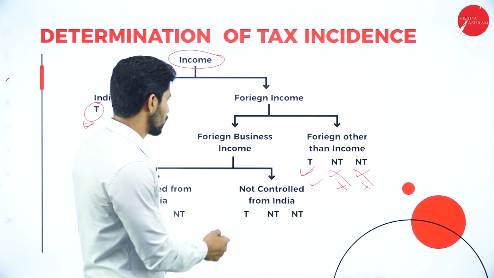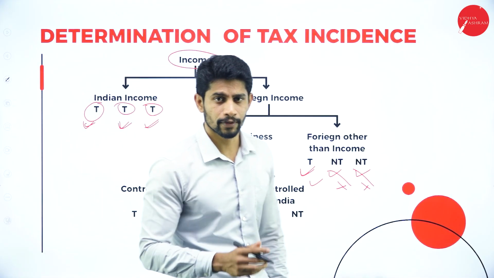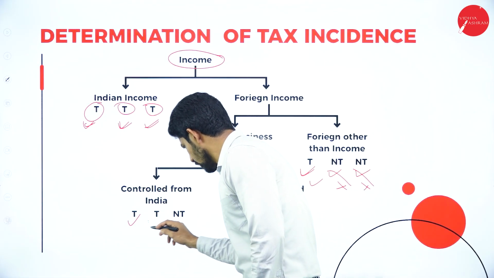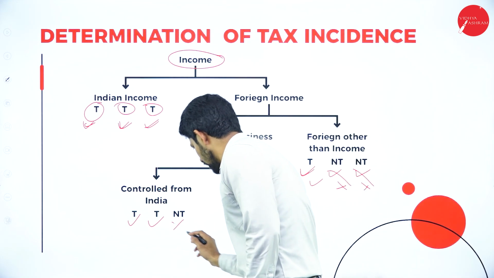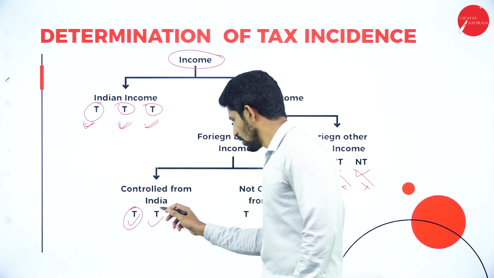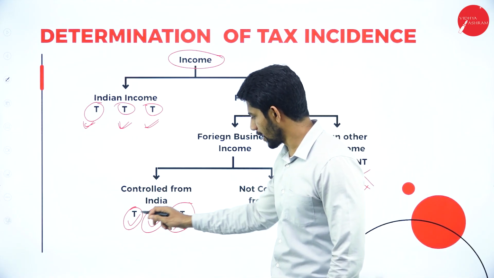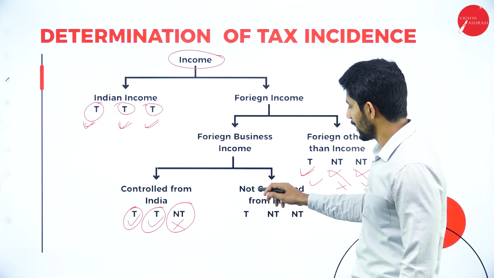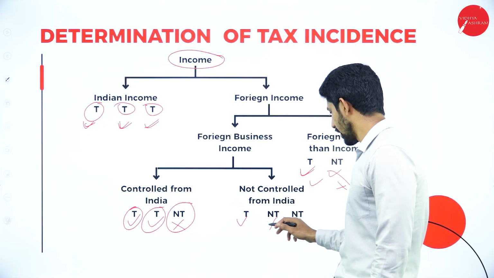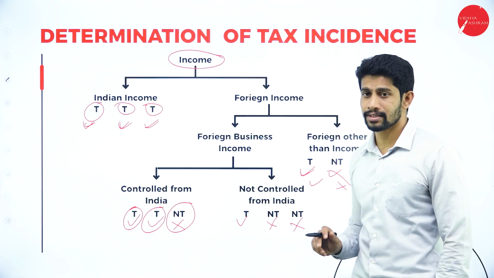Next, if it comes to foreign business income, if the foreign business income was controlled from India, then in the first two heads it is taxable, and in the third head it is not taxable. Which are those first two heads? Ordinary resident and not ordinary resident; the third is non-resident of India. In case the foreign business is not controlled from India, then it is taxable, not taxable, not taxable. That means only in the first head it is taxable, and in the second and third heads it is not taxable.